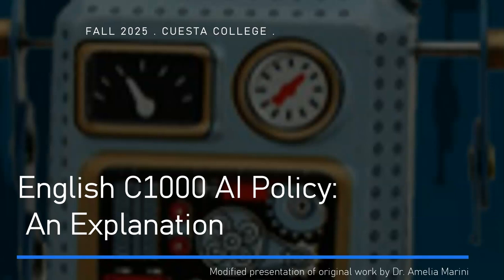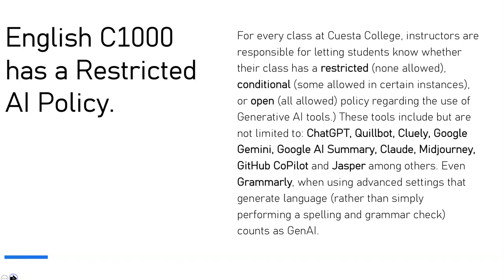I want to set you up for success by making my expectations clear. This video will present the English C1000 AI policy and explain why it might differ from what is allowed in your other classes. So in every class, your instructors should be letting you know whether their class has a restricted, a conditional, or an open policy regarding the use of generative AI tools.